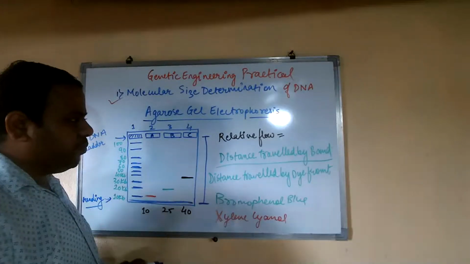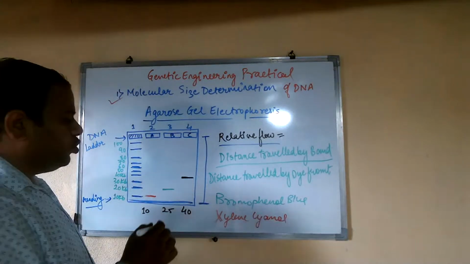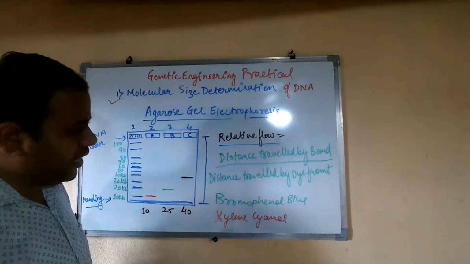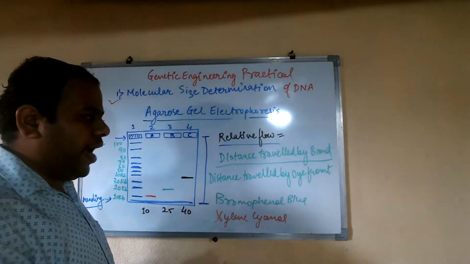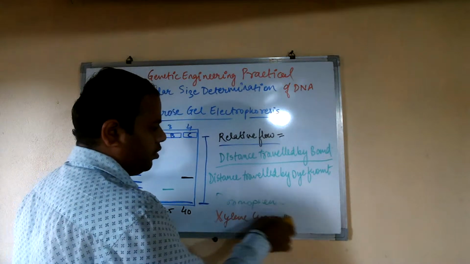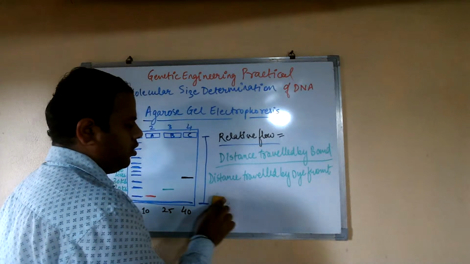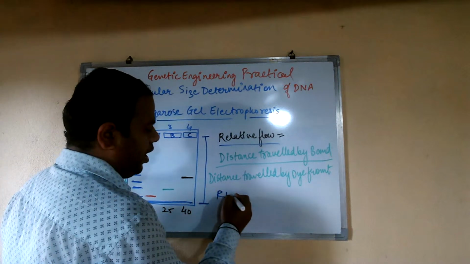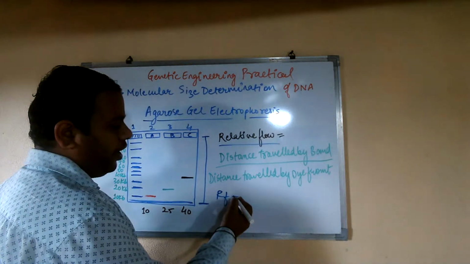Suppose, for example, we are determining the relative flow for the first band, that is the 10 kb band. Suppose the dye front has traveled 5 centimeters. I think you have got this formula: relative flow is equal to distance traveled by the band divided by distance traveled by the dye front. So what are we going to get here? We are going to get the Rf value. First of all, you have to determine the Rf value for band number one.